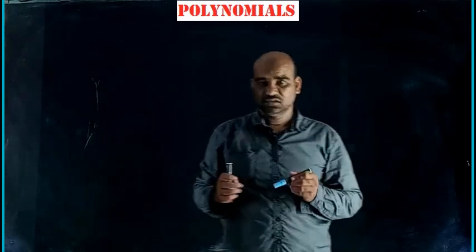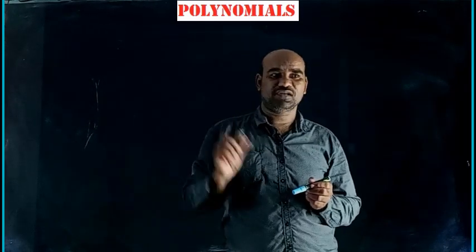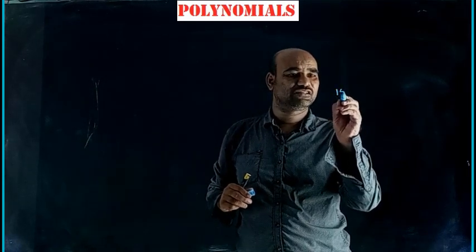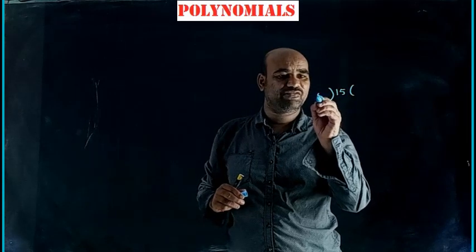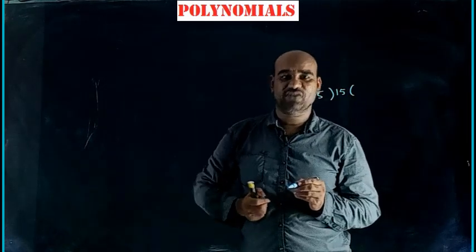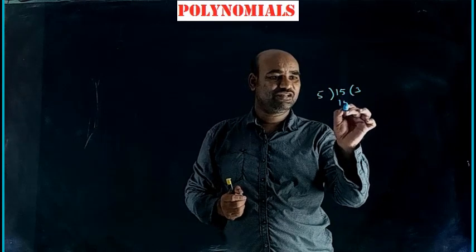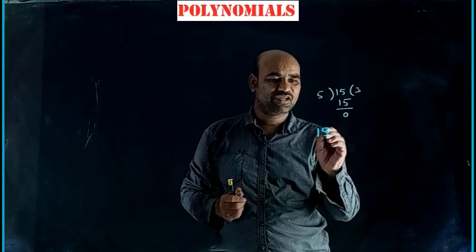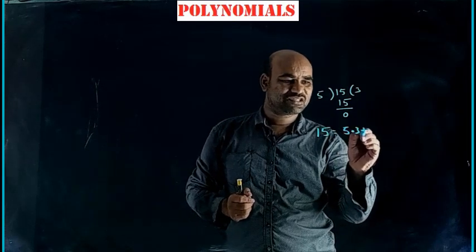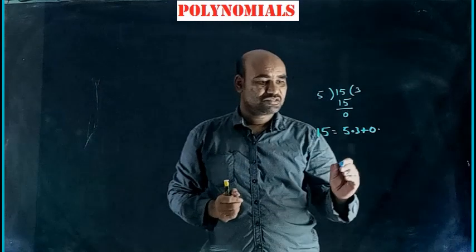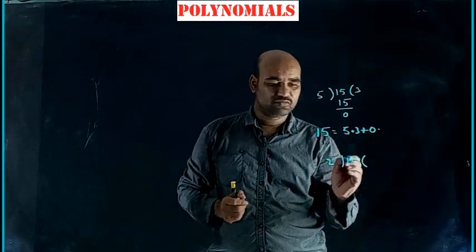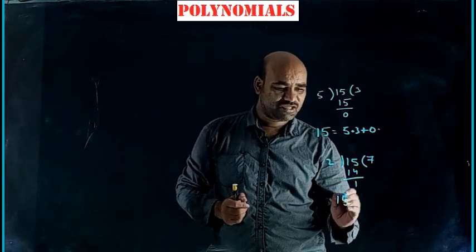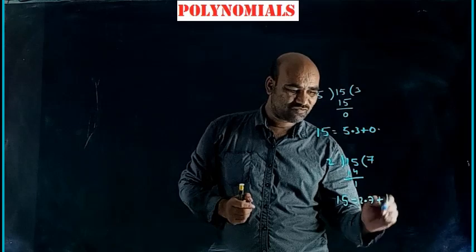Okay students, just now remainder theorem completed and its application. Observe here, 15 is divided by 5. We want to divide 15 by 5. 5 3s are 15, remainder is 0. By division algorithm, you can say that 15 equal to 5 into 3 plus 0. Same, 15 is divided by, for example, 2. 2 7s are 14, remainder 1. We can write 15 is equal to 2 into 7 plus 1.